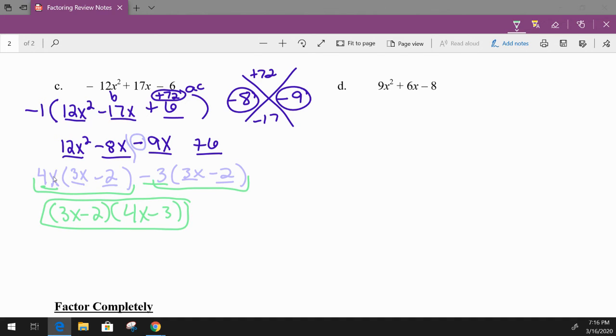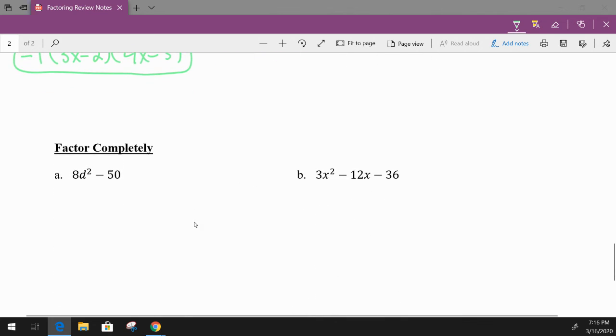Now, oh, you know what I forgot? I forgot the negative 1. So when you factor a greatest common factor out in the beginning, you do need to include it as one of the factors at the end, because it is a factor of the original trinomial. So yeah, good thing I noticed that. Somebody probably would have commented on that. All right, so that's one that was a little bit harder. Okay, and then we're going to do these two examples down here.